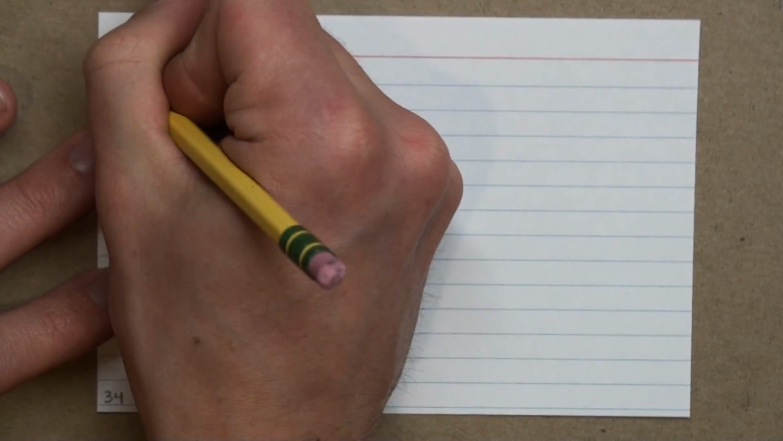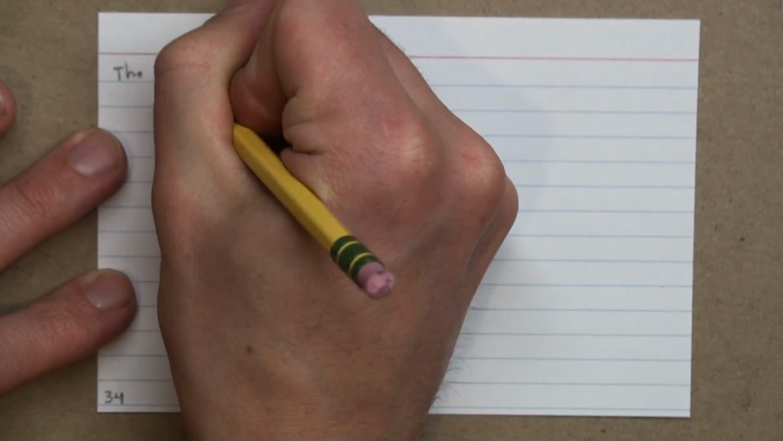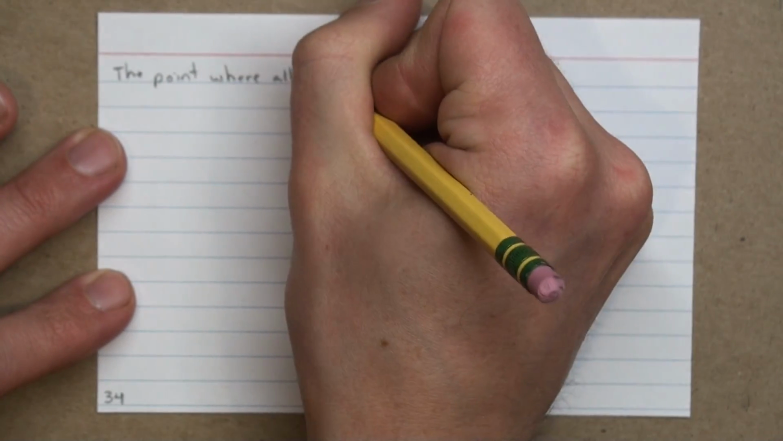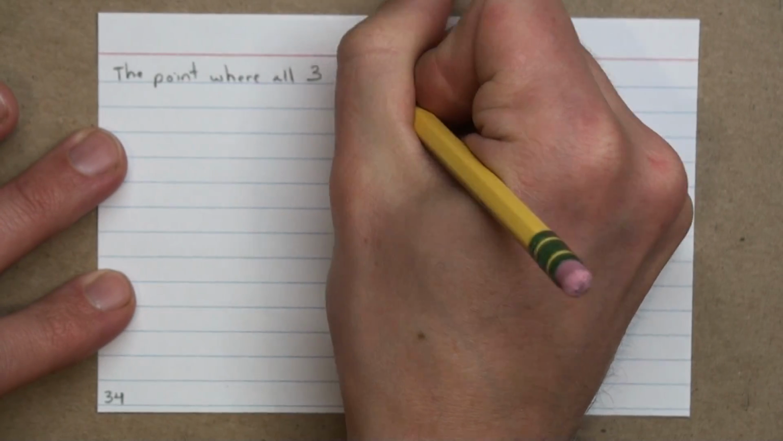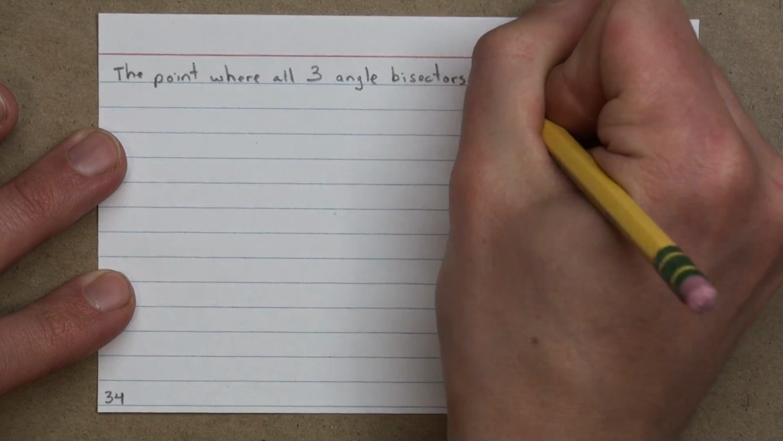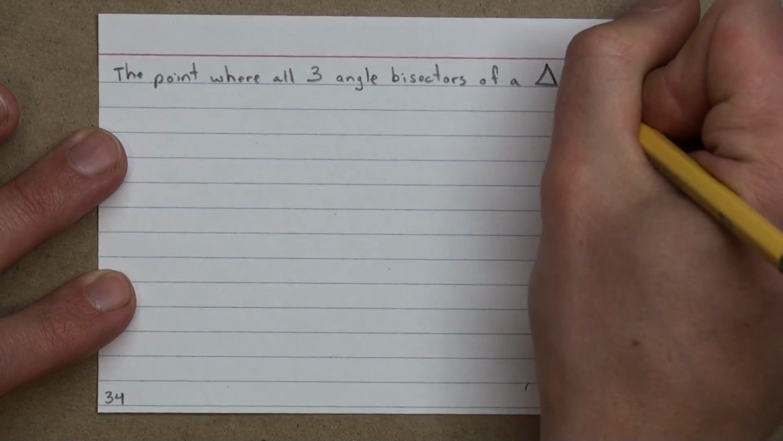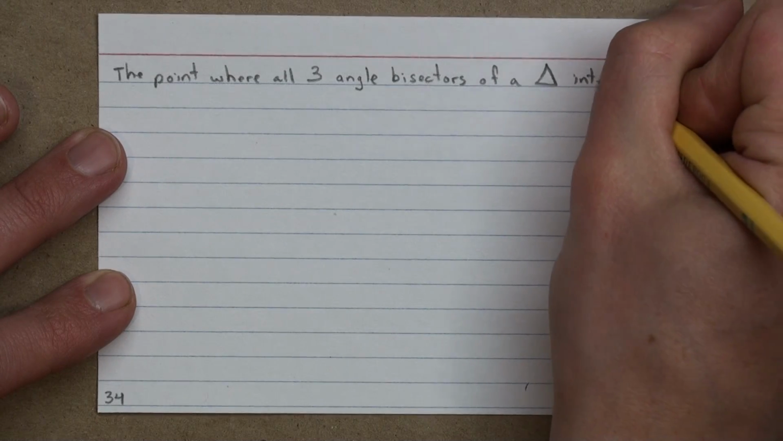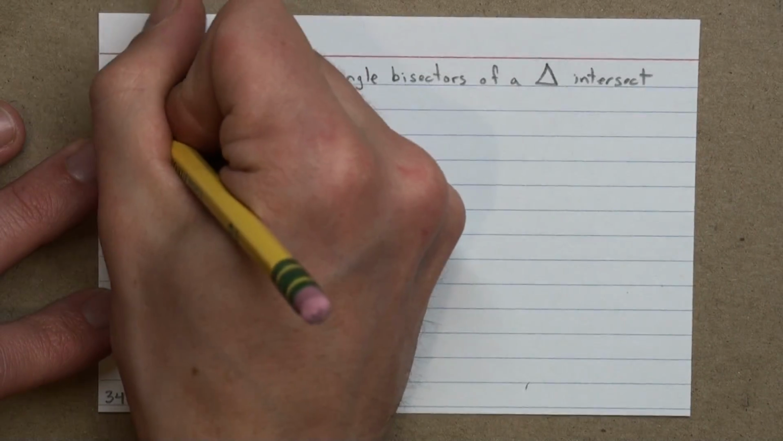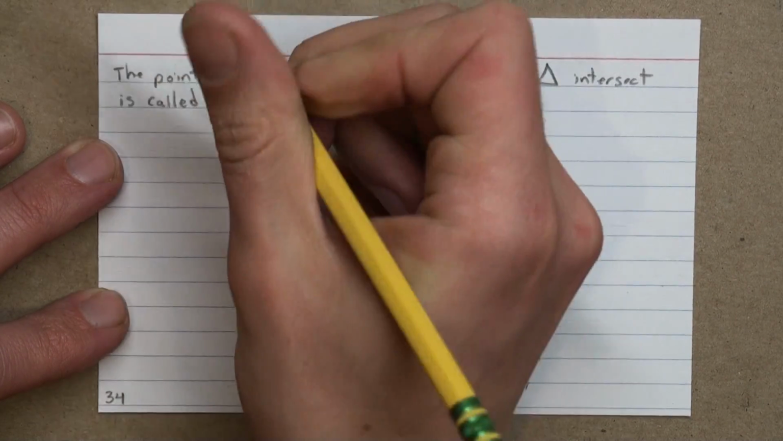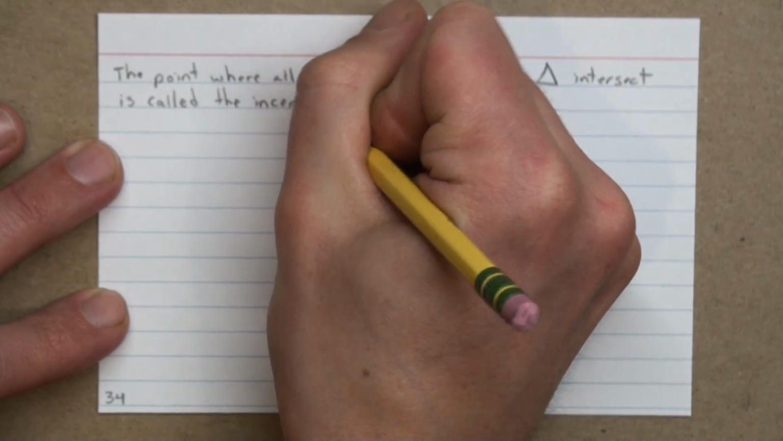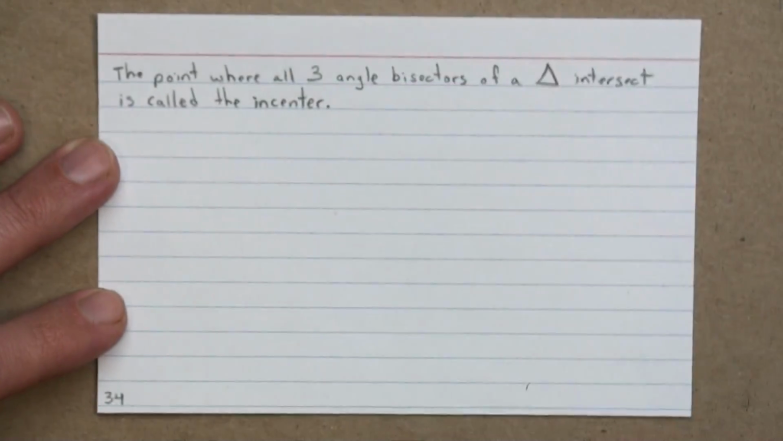The point where all three angle bisectors of a triangle intersect is called the incenter. Okay?